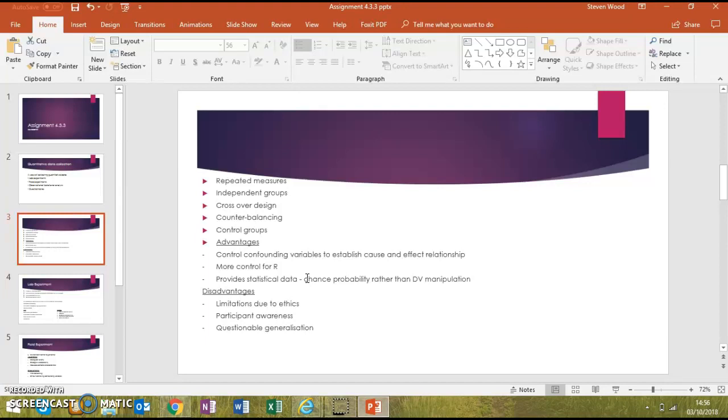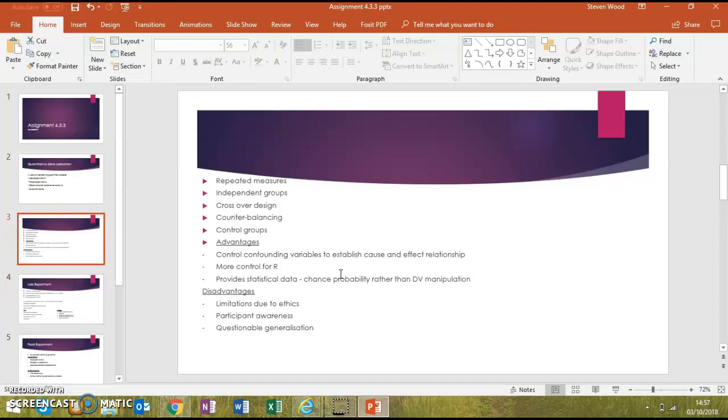It also provides statistical data, so a chance probability rather than DV manipulation. So it provides statistical data as in labs you tend to be connected to electrodes and stuff like that can receive information almost immediately that can then be turned into statistical data to be analysed.